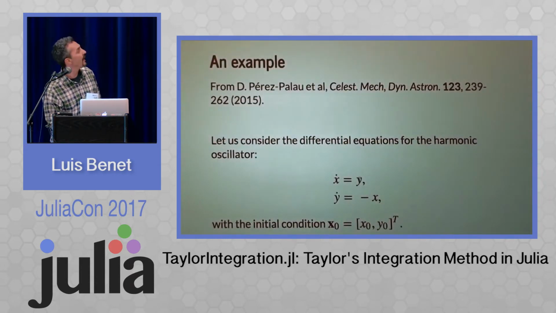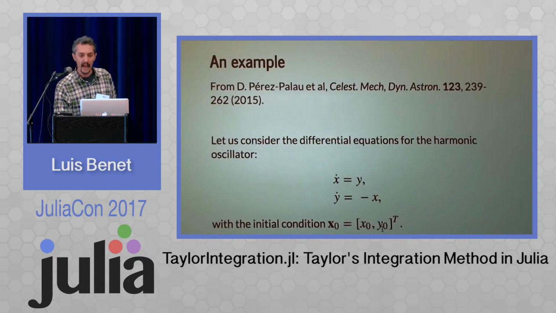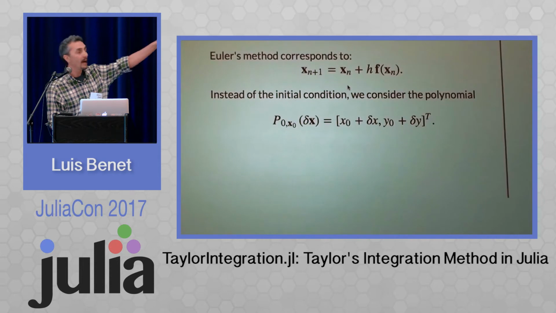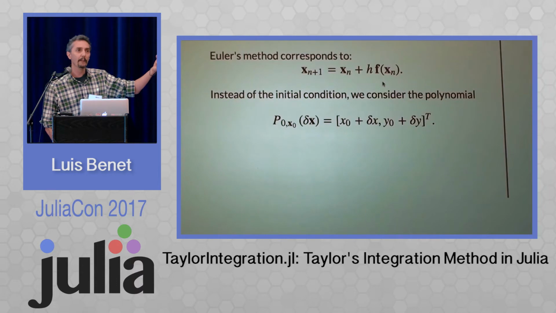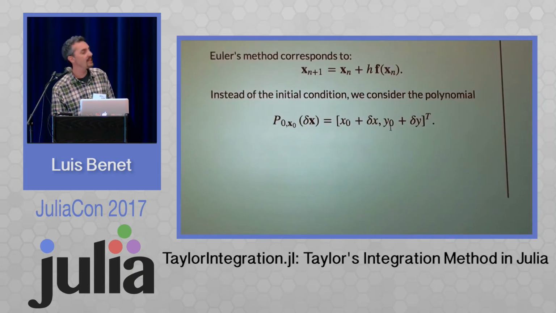Let's keep the harmonic oscillator in mind for a second. So the whole idea is that you have an initial condition. And around that initial condition, I will use Euler's method as an example because it does not depend on Taylor's method, but it will require some polynomial manipulator. Aside from the initial condition, you simply consider a tiny little deviation in each one of the independent directions, which are these delta x, delta y. And you plug it into your integrator, in this case, Euler's method.